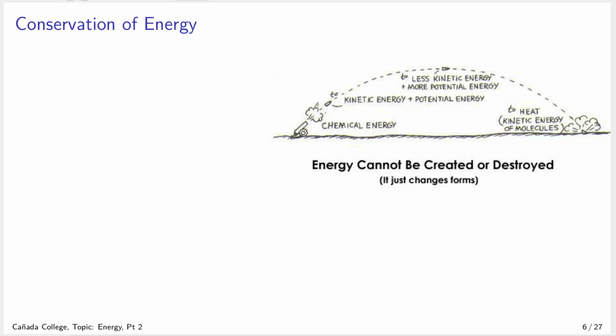The next thing to note is that energy is conserved, and what that means is that you cannot destroy the total energy of a system. You can only change it from one form to another, but you cannot create extra energy, and you cannot remove energy. You cannot decrease the total amount of energy.